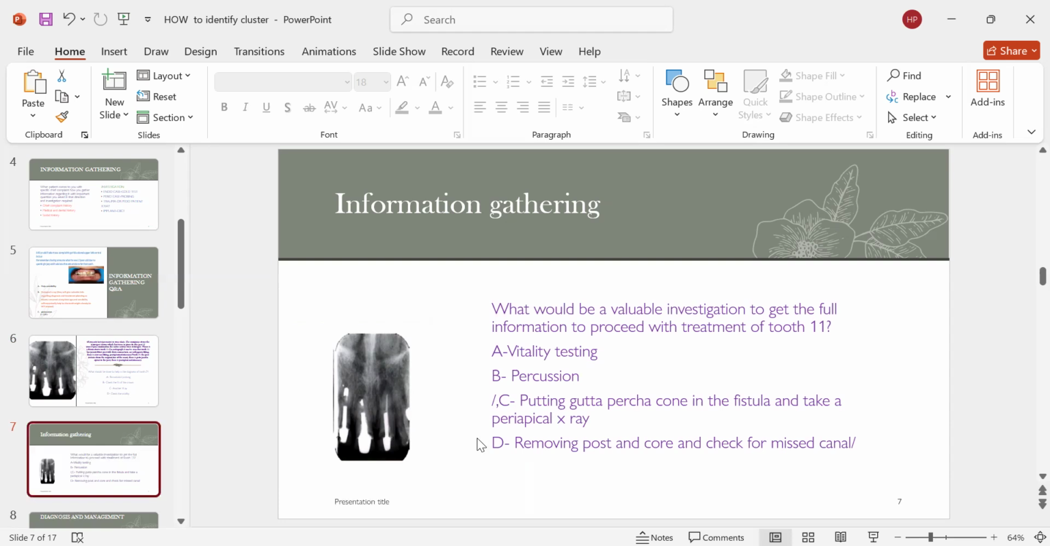Nothing. Removing the post and core and checking for missed canals in the central incisor? Maybe in an upper molar there are high chances you miss the canals, but in the upper central incisor, no, right? So exclude the other options. What you can see is a periapical abscess. How are you going to check whether one tooth is involved or more than one tooth is involved? How are you going to check?